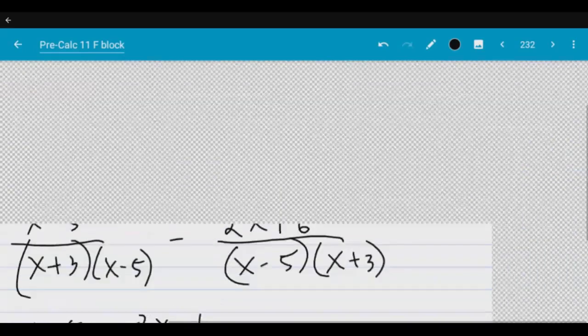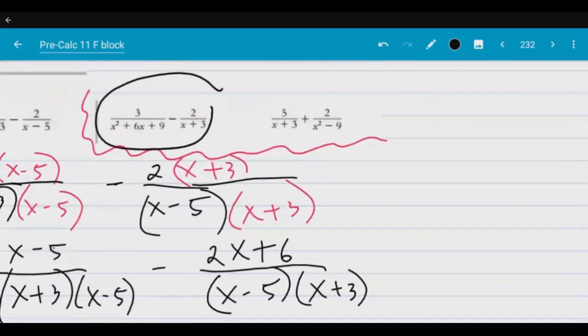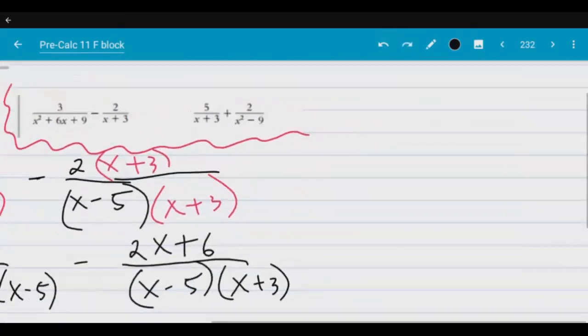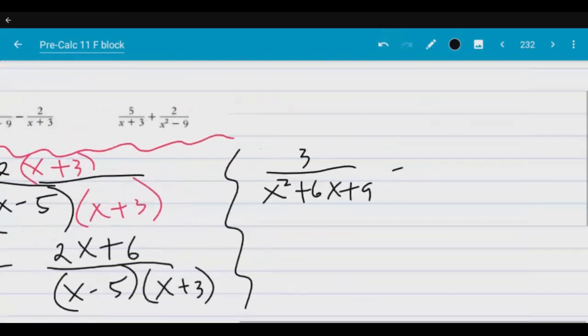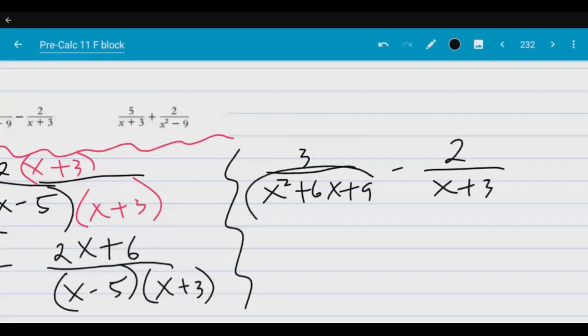So let's do the next one. This one here, okay? Okay, so 3 over x squared plus 6x plus 9 minus 2 over x plus 3. Now, guys, take a look. This one is actually a perfect square trinomial. Isn't it that this one is x plus 3 times itself, right?